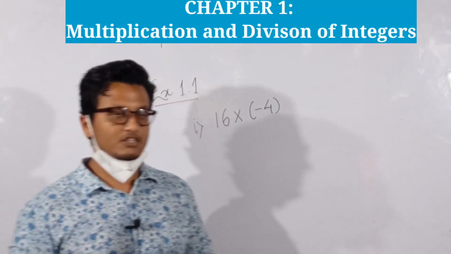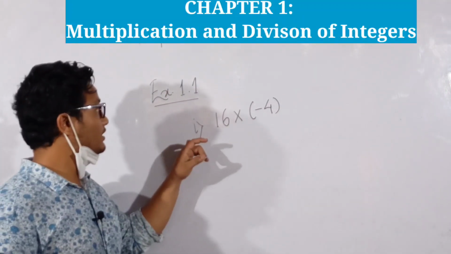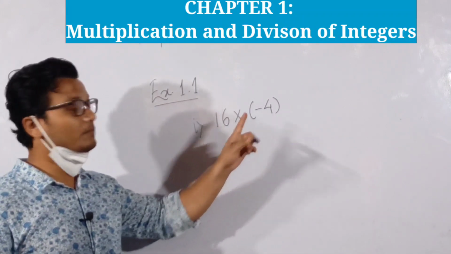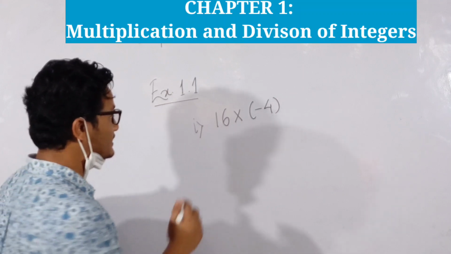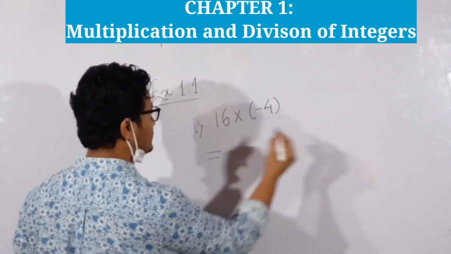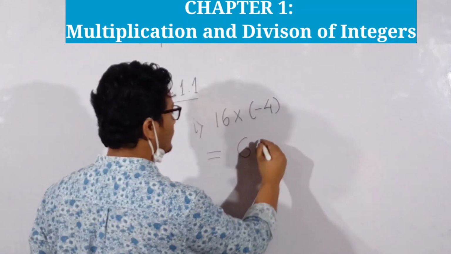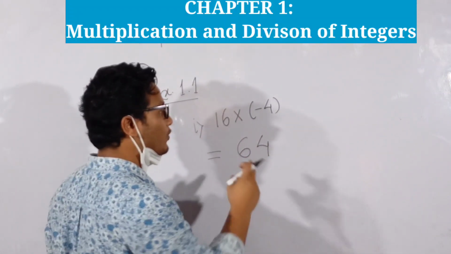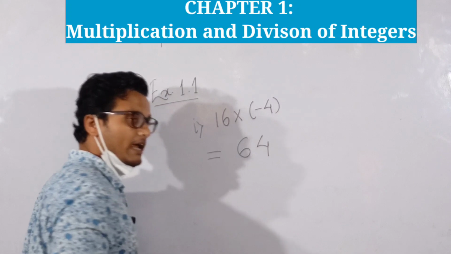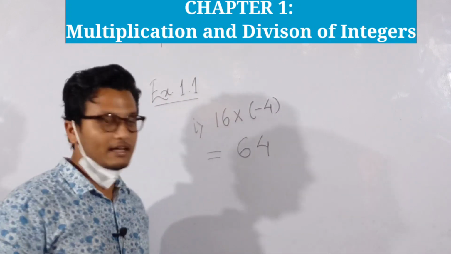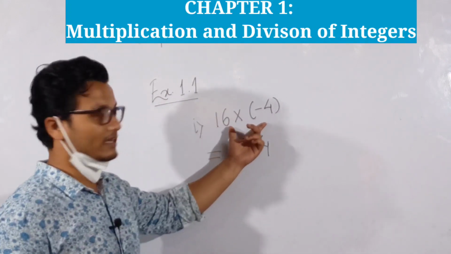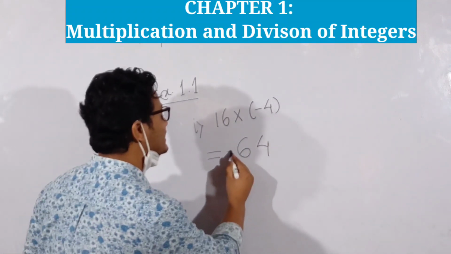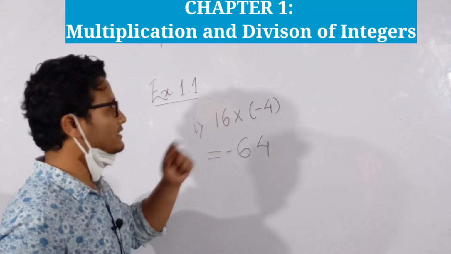So students, let's start with question number 1 of 1.1. What is given there? 16 into -4. What is 16 into -4? The answer would be 64. And students, what do you think? What will be the sign of 64? As we have already taught in the class, positive into negative, the sign is always negative. So the answer is -64.